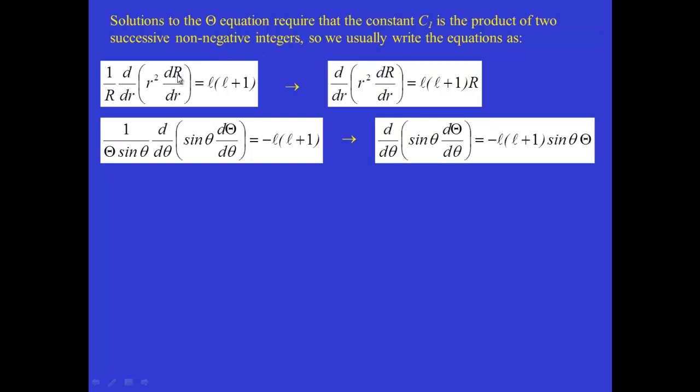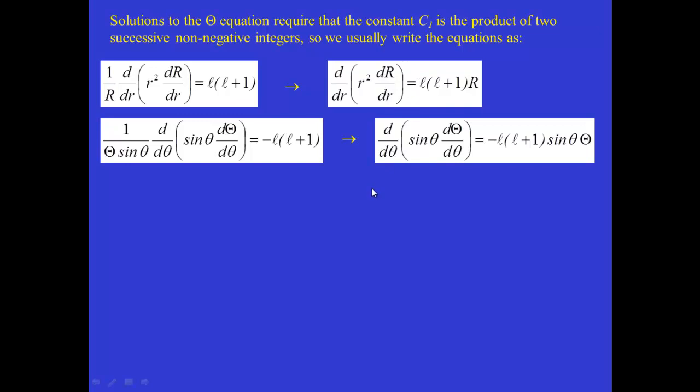Capital R is only a function of little r. Capital theta is only a function of little theta. So we've done the thing we did before in Cartesian coordinates. By using a separable solution, we've transformed a partial differential equation into two ordinary differential equations. Now the solutions are not so obvious, but they can be solved.